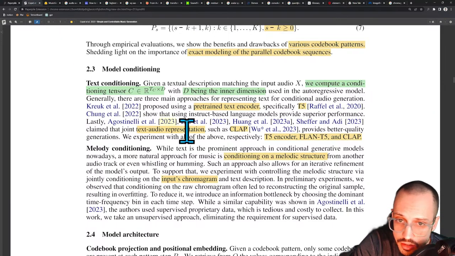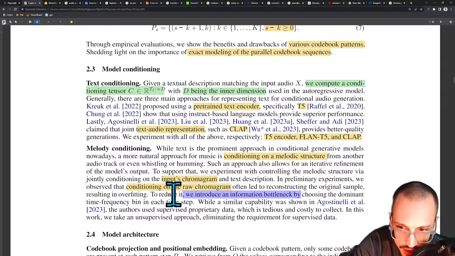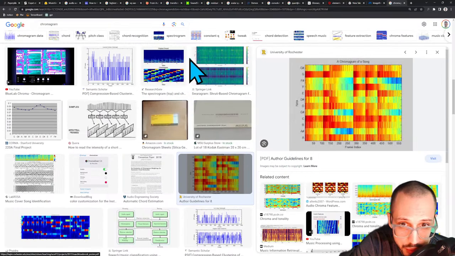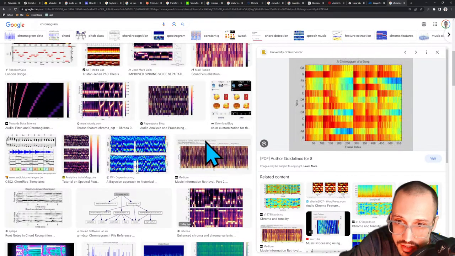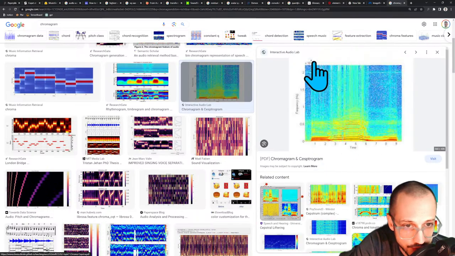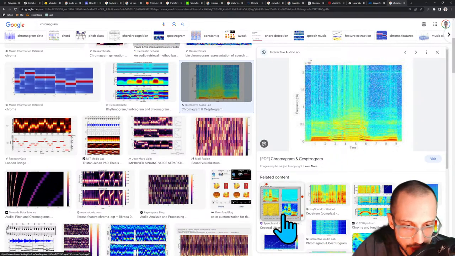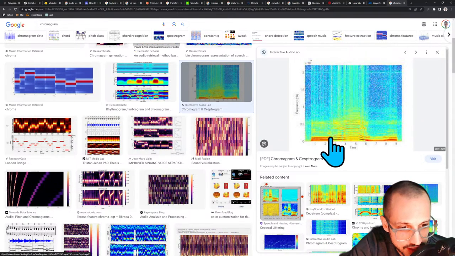And I think the reason they're going to do that is so that they can condition on it. Yeah, you can't condition on the raw chromagram. We introduce an information bottleneck by choosing the dominant time frequency bin in each step. So what do they mean by that? What they mean is that you see here how there's different bins. The y-axis is basically the bins. So rather than conditioning on the full thing, they're going to pick which bin is the most dominant, aka the reddest, I guess, in this thing. So they're just basically going to limit it to one of these bins.